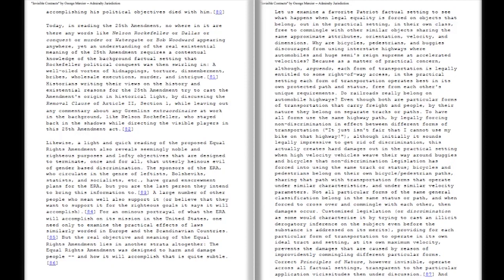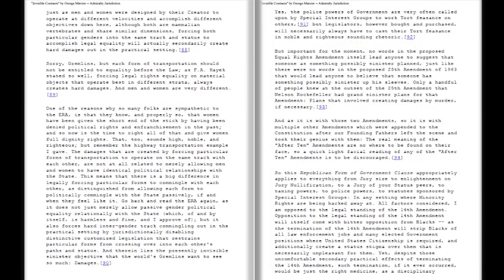Customized legislation, or discrimination, as some would characterize it, by trying to cast an illicit derogatory inference on the subject even before the substance is addressed on its merits, providing for each particular form of transportation to operate in its own ideal track and setting, at its own maximum velocity, prevents the damages that are caused by reason of improvidently commingling different particular forms. Correct principles of nature, however invisible, operate across all factual settings, transparent to the particular application vicissitudes then under discussion.